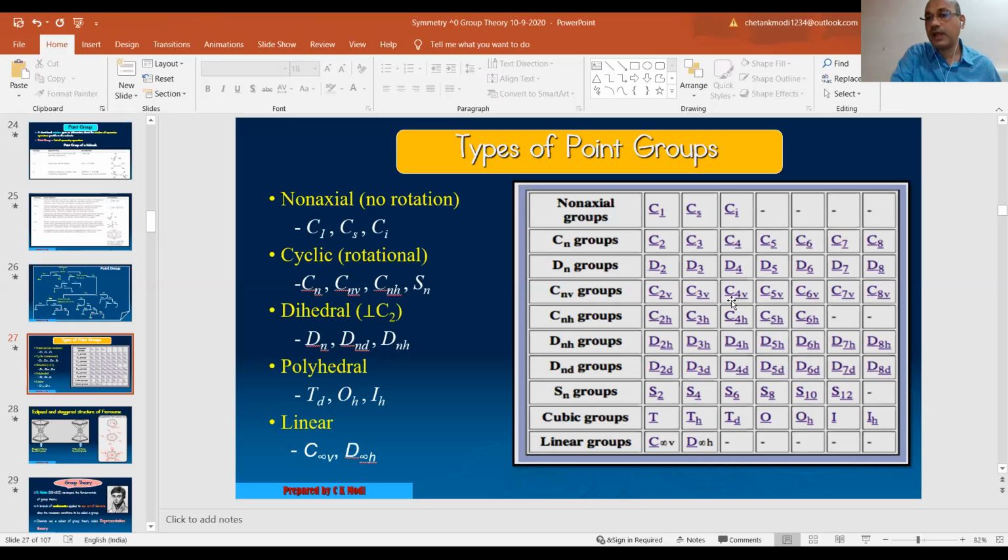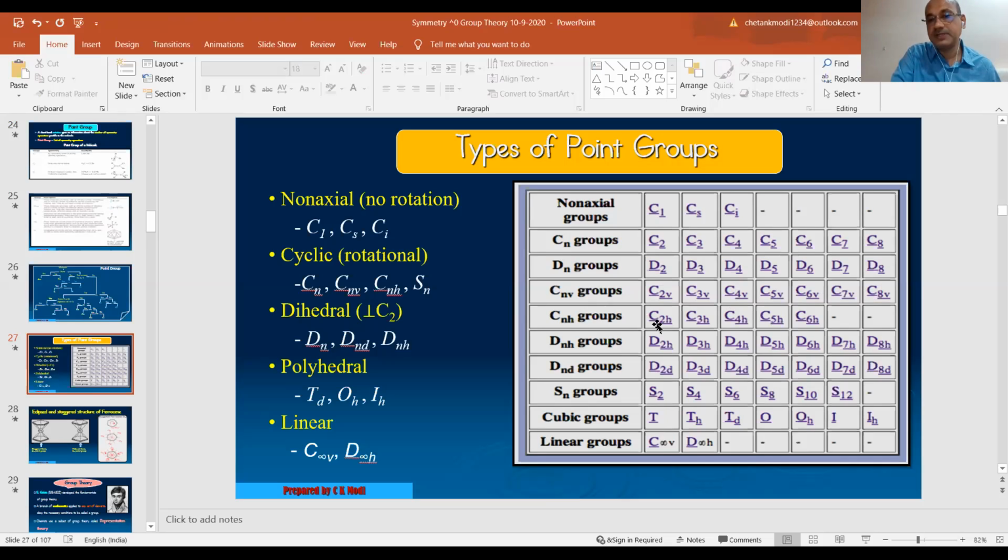C4V means a C4 axis and 4 sigma V planes are present, plus identity. Same way, for C5V, a C5 rotation axis is present and 5 sigma V planes are present, plus identity, like that. The CnH group means it consists of only a rotation axis plus sigma H and identity.